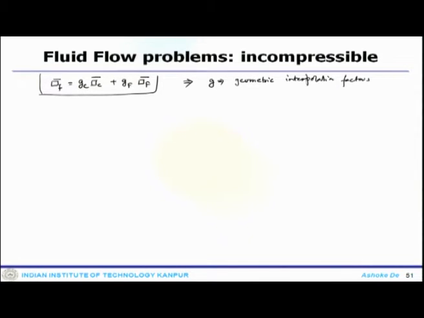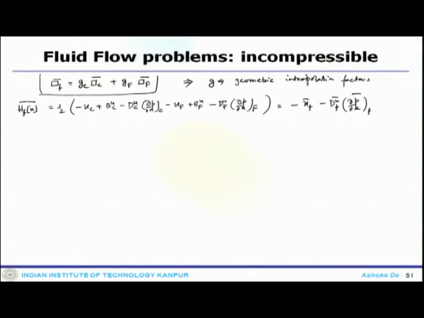So, it relates to the position of the face with respect to C and F. Now, we can rewrite Hf by U, which is half of minus UC plus BCU minus DCU del P by del x C, minus UF, BFU minus DFU del P by del x F, which is minus UF prime, dF prime del P by del x F prime plus BFU.